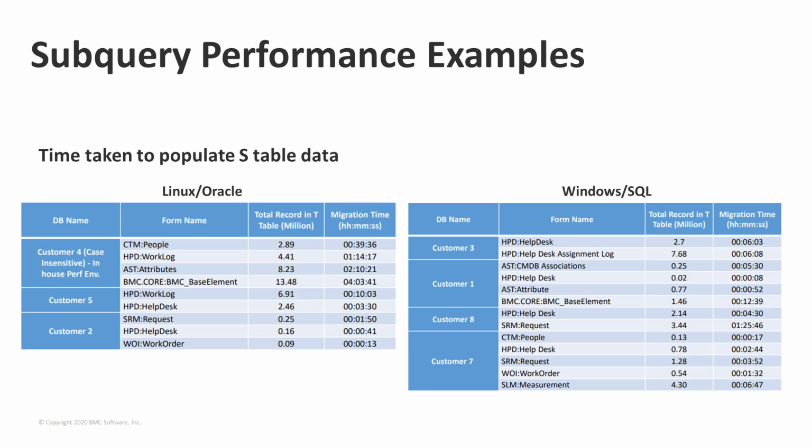The final slide shows some performance timing data gathered by BMC both in-house and using customer systems. The first one shows the time taken for the subquery S table to be populated with the group data from existing records on both Linux Oracle and Windows SQL systems for a range of different forms. As you can see, it is a fast process, able to handle hundreds of thousands of records in minutes or less. In some cases, several million records were processed in minutes, while some forms may take a few hours.